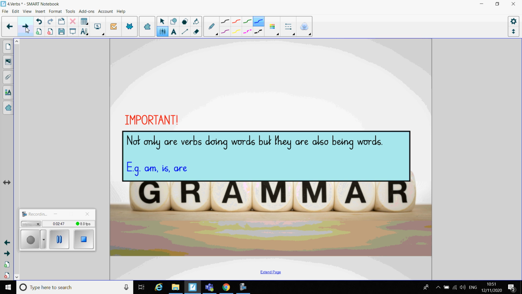Verbs also, and this is important, verbs also can be being words. So the words am and is and are, they are verbs as well. So for example, he is a boy. The word is is a verb. Okay, it means to be. So these are the trickier verbs to spot.